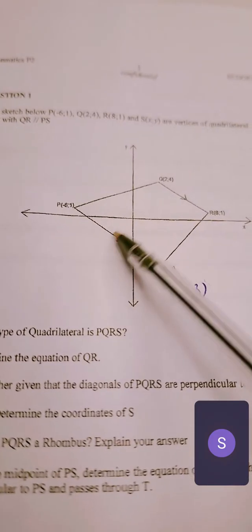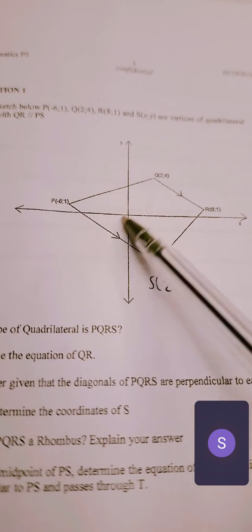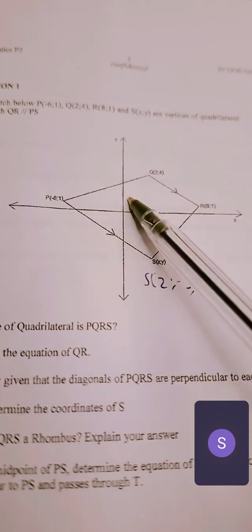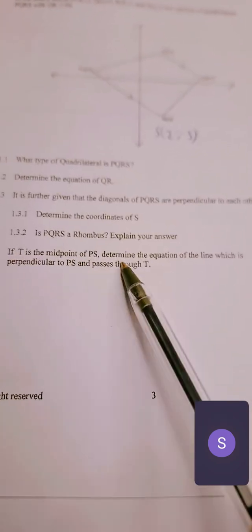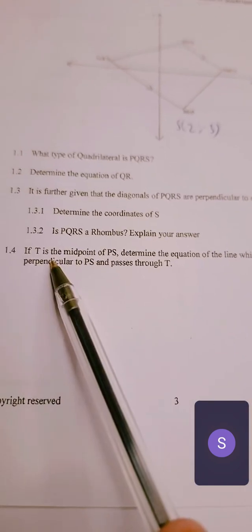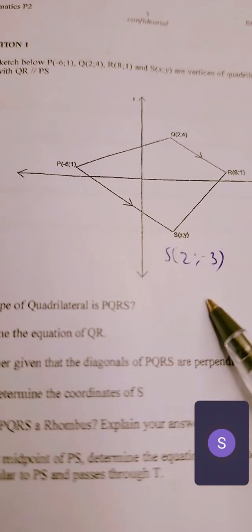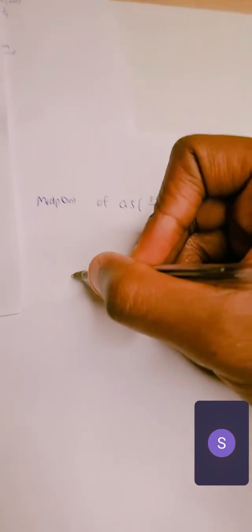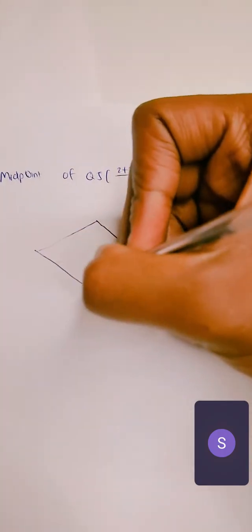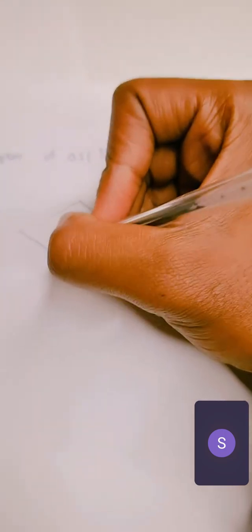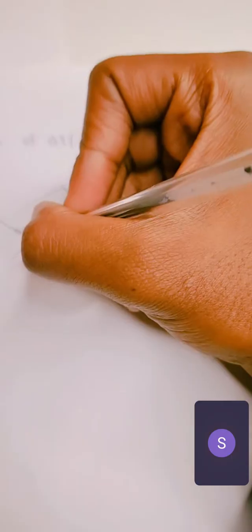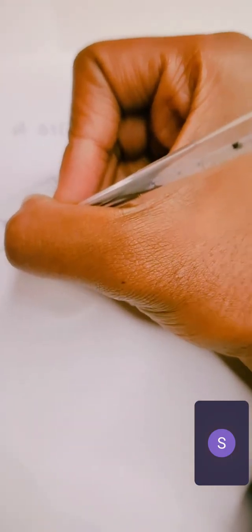So if T is the midpoint, and this line that is perpendicular passes through the midpoint, they want us to determine the equation of the line which is perpendicular to PS. So practically, if I was to draw a sketch of this thing, it would be something like this. If T is here, it's the midpoint, then you'd have a line which is perpendicular to PS.